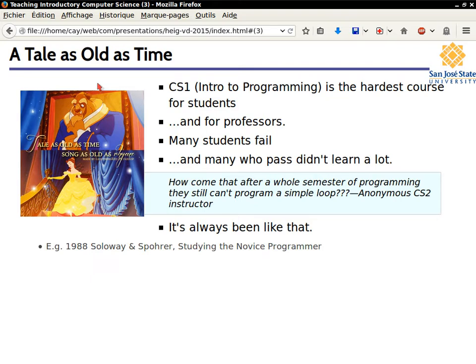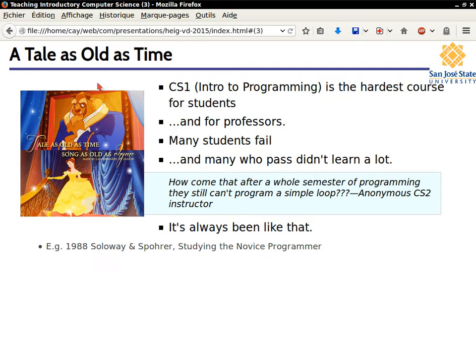If you look back, for example, into this book that was written in 1988, ages ago, by Soloway and Spohrer, the book's called Studying the Novice Programmer, and the book is full of very interesting research papers that showed that students have a hard time with CS1. CS1 is the hardest course to teach. They pass CS1 and they don't know what they're doing in CS2.